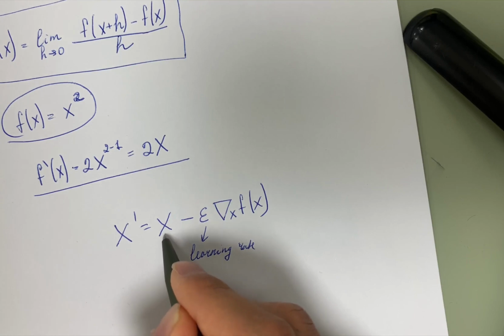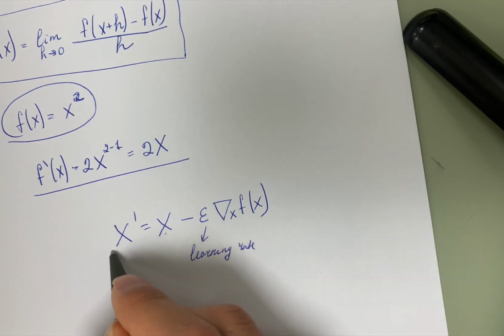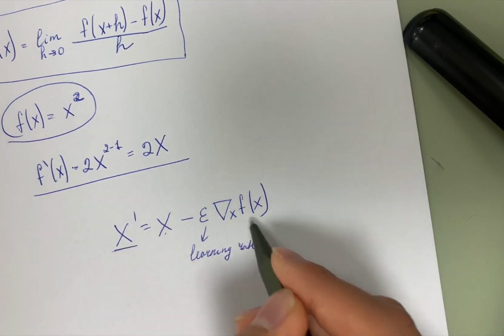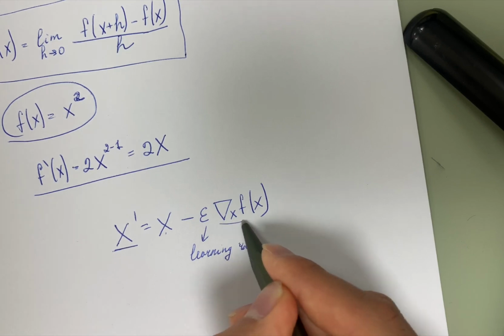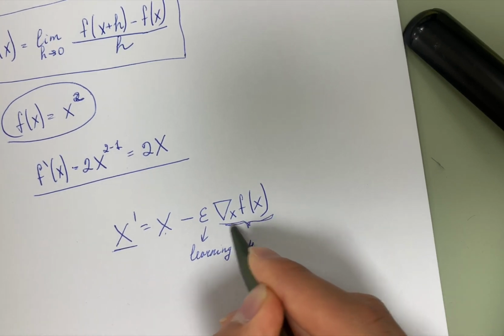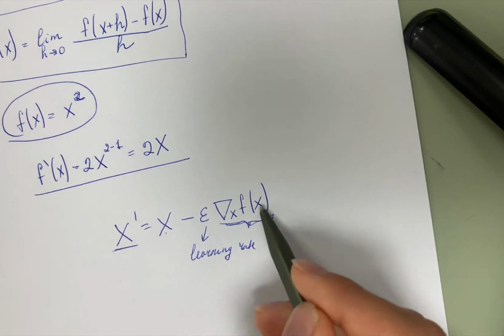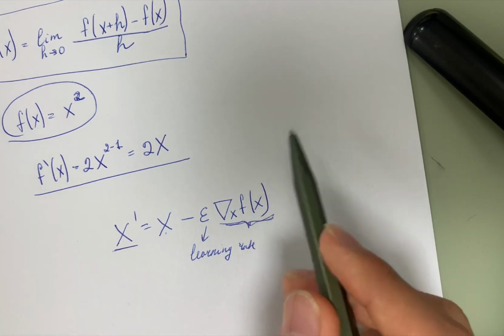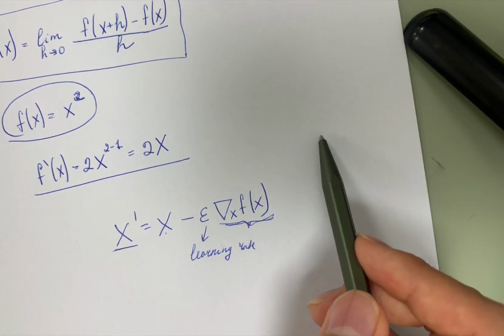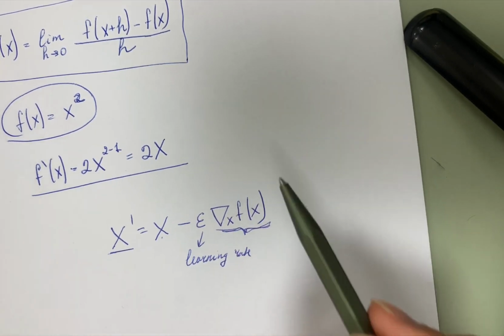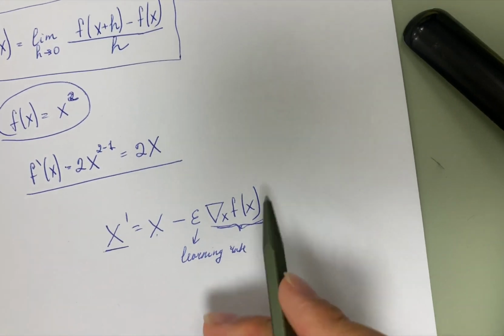This is the previous x, this is the resulting x, and this is the function, the derivative. It depends on the function. So if we are given some kind of function, we find the derivative and we put the derivative here.